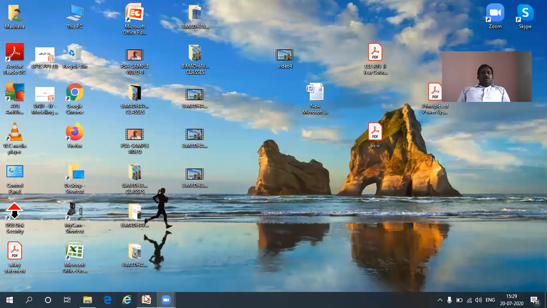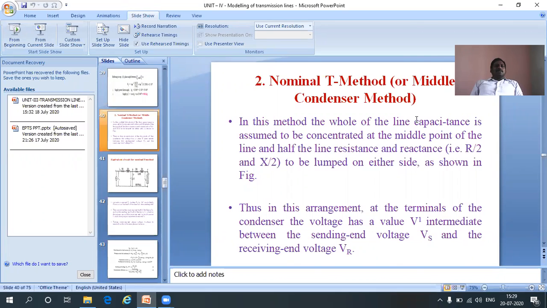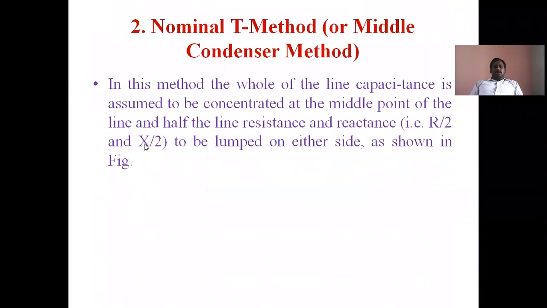So after completion of the end condenser method to analyze the performance of medium transmission line, now we are going to discuss the nominal T method. Here in the nominal T method, the capacitor or condenser is connected at the middle of the transmission line. So due to this, the transmission line can be divided into two sections.